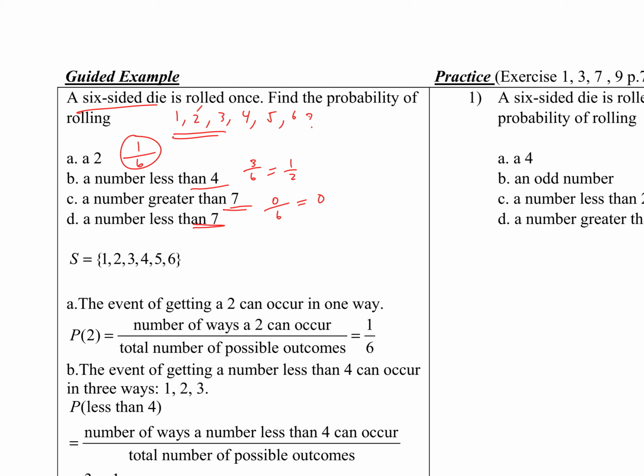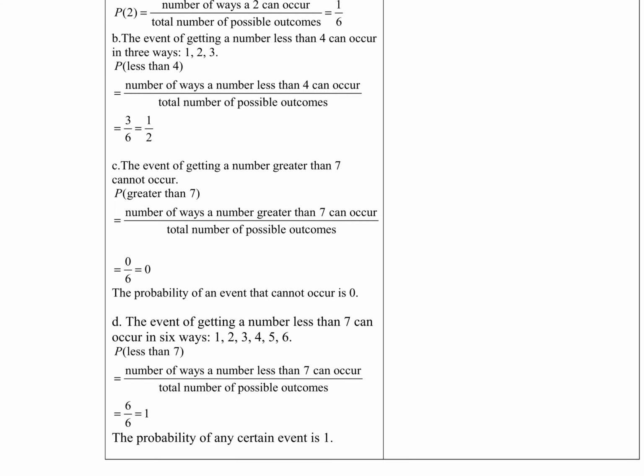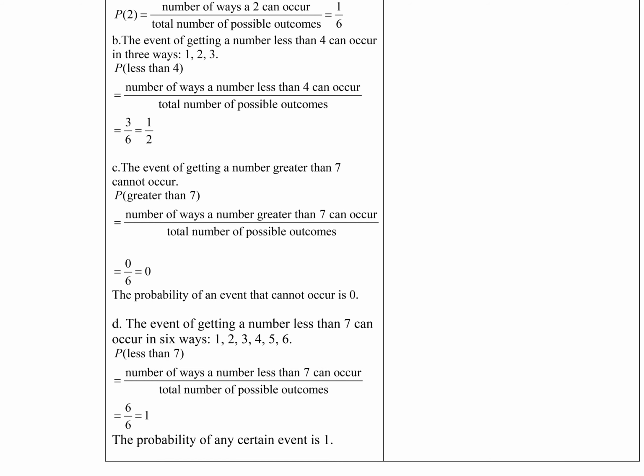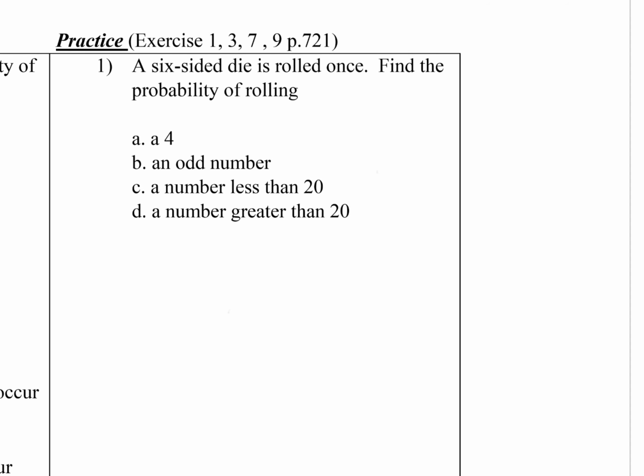How about less than 7? Well, less than 7 is every number. So it's all 6 out of 6, or 100% chance of that happening. Well, that's pretty simple. Alrighty, so those are the answers. You guys want to see it? I'll be sending you these notes anyway. So let's go ahead and do the next one.